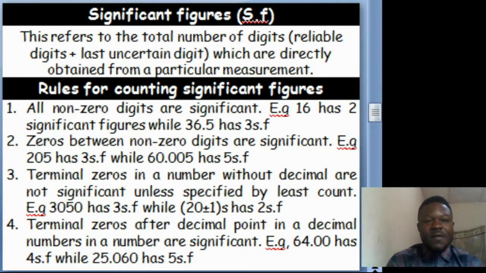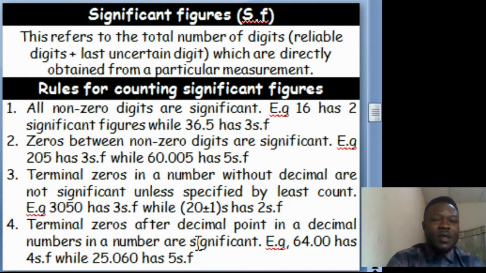Take for instance, we have 3050. We will not count that last zero, and that is why it's 3 significant figures, because the zero we have in the center is counted, but that last zero is not counted as a significant figure. So we have 3, while the other one has 4 because of this least count specification.